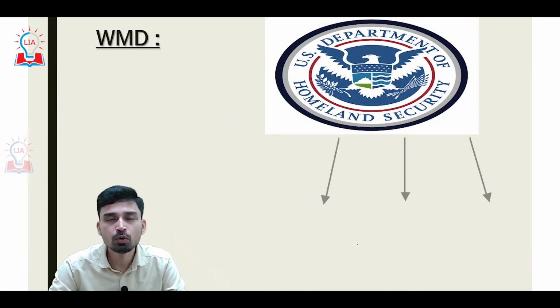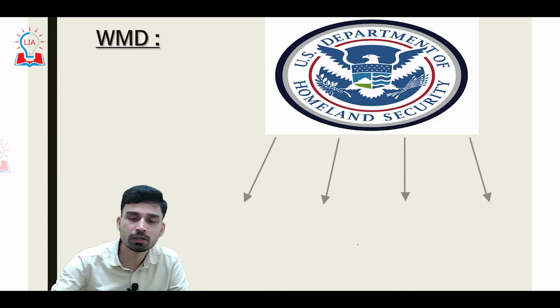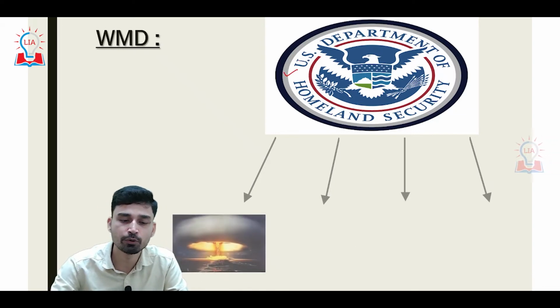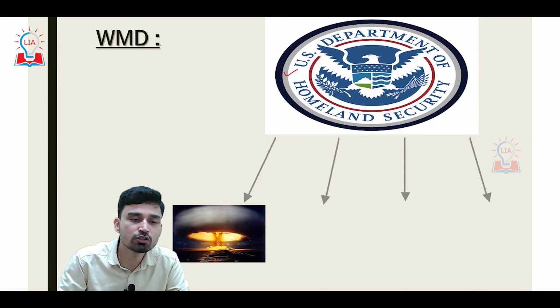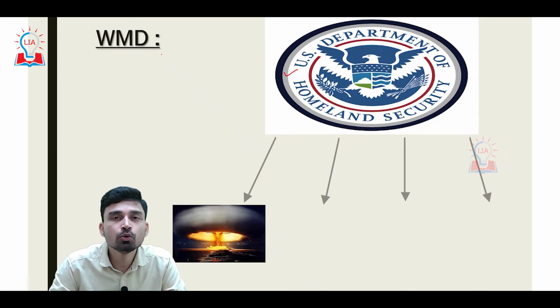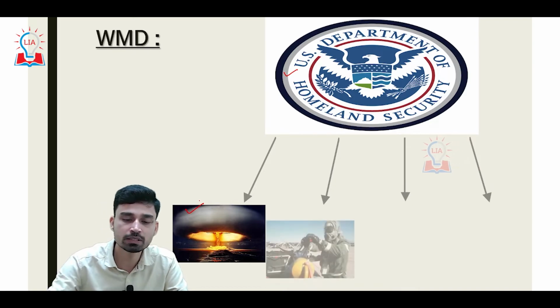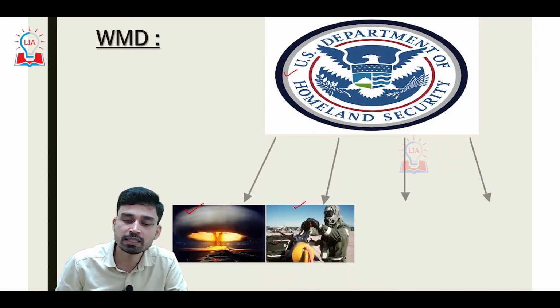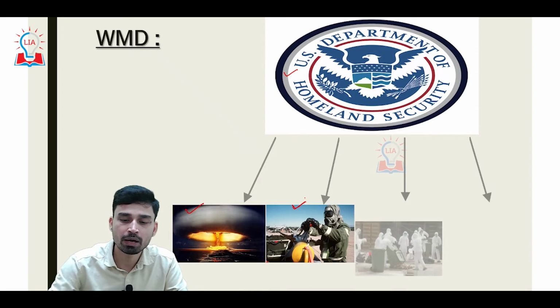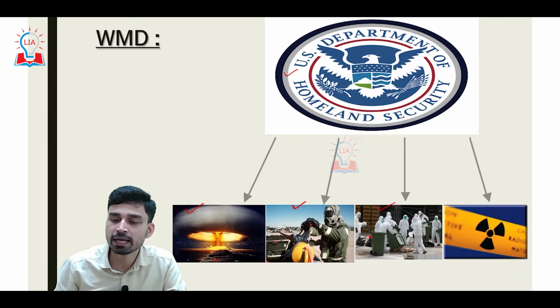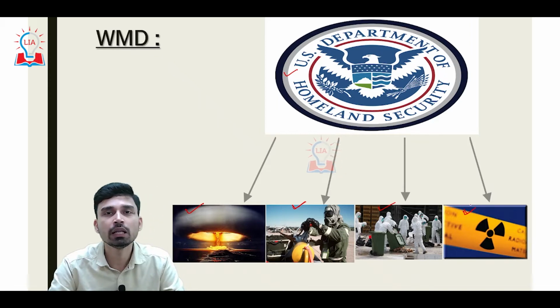So how do we define WMD? One close definition of WMD is given by the United States Department of Homeland Security, where it says that weapons of mass destruction can include all such weapons which are nuclear in nature, that is nuclear weapons. It also includes the chemical weapons. Apart from that, it also includes biological weapons, and then it also includes any sort of radiological weapon.